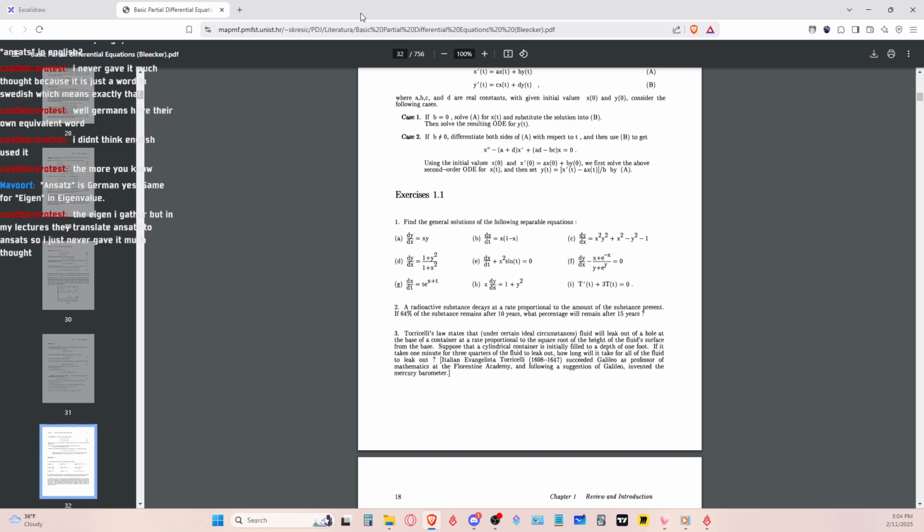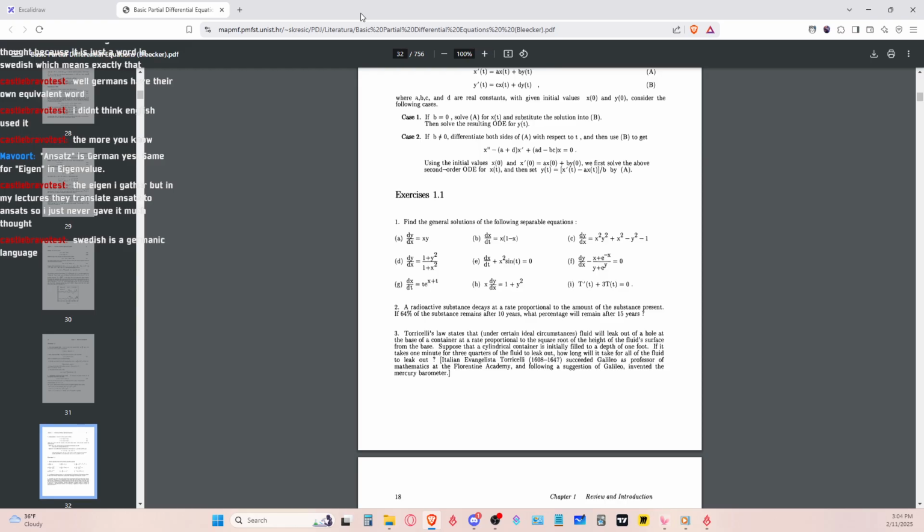Ansatz is German, yes. Same for eigen and eigenvalue. Yeah, I think I heard of that too. The eigen, I gather, but in my lecture they translate ansatz to ansatz. So I just never gave it much thought. Oh, okay. I mean, some languages share the same word. So if it's part of your native language, sometimes you just don't catch on. It's like, oh, you say the same thing? Yeah, we say the same thing. Swedish is a Germanic language. Oh, okay. Thank you for educating me on that.